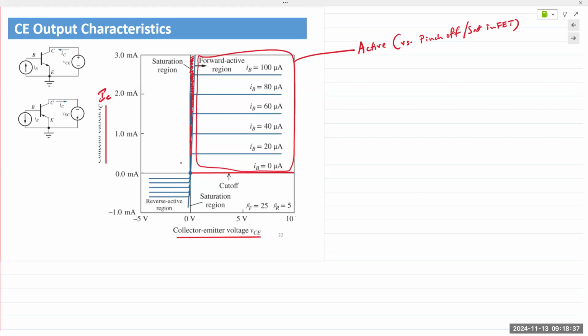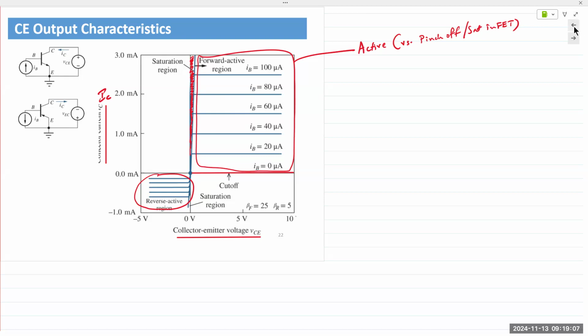And then we have the reverse active right here, which is something we don't want to be, right? We don't want to be in that reverse active region. There's no application for a transistor, but students should still be aware of the reverse active region, especially when you're designing or building your own circuit. If nothing is working, more likely than not, you might be inadvertently in the reverse active region. Okay.